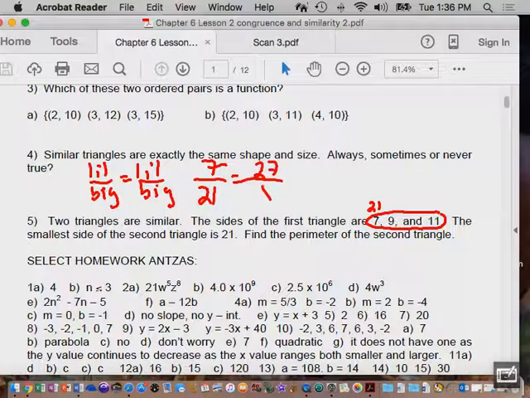And then x. Cross multiply. 7 times x is 7x. 21 times 27.